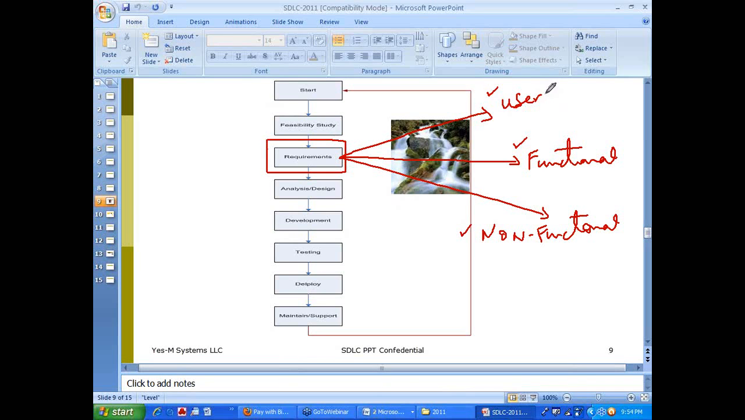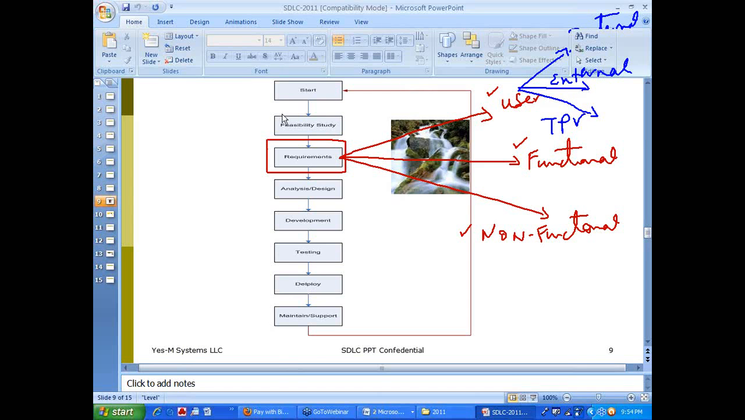This user requirement, user meaning client. There are three types of clients or customers, also called users. One is called internal. This is very important for a BA. Internal, external, and a third party vendor, TPV. Right now I'll call it third party vendor. So we'll look at all the three together today.